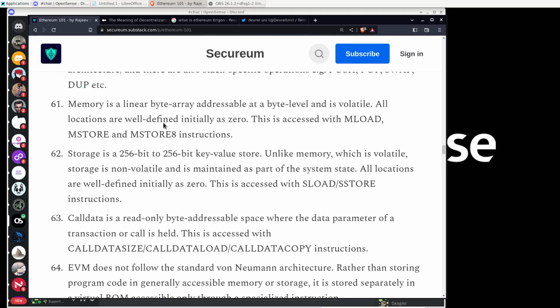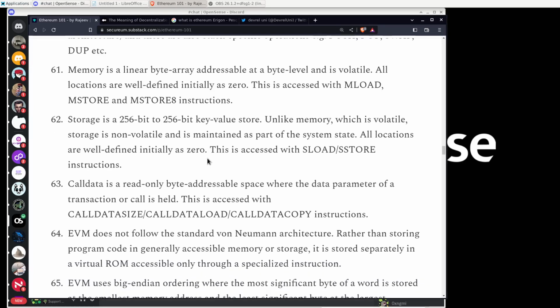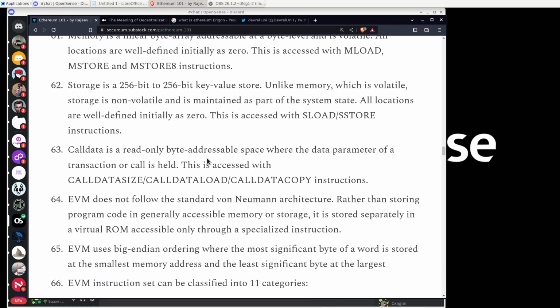Memory is a linear byte array addressable at a byte level and it's volatile. All locations are well defined initially as 0. This is accessed with MLOAD, MSTORE, MSTORE8 instructions. Storage is a 256-bit to 256-bit key-value store. Unlike memory, which is volatile, storage is not volatile and is maintained as part of the system state. All locations are well defined initially as 0. This is accessed with SLOAD and SSTORE. So storage load and storage store.